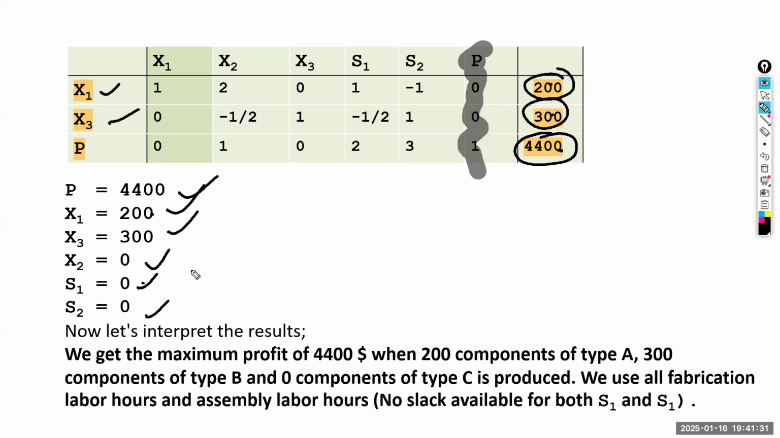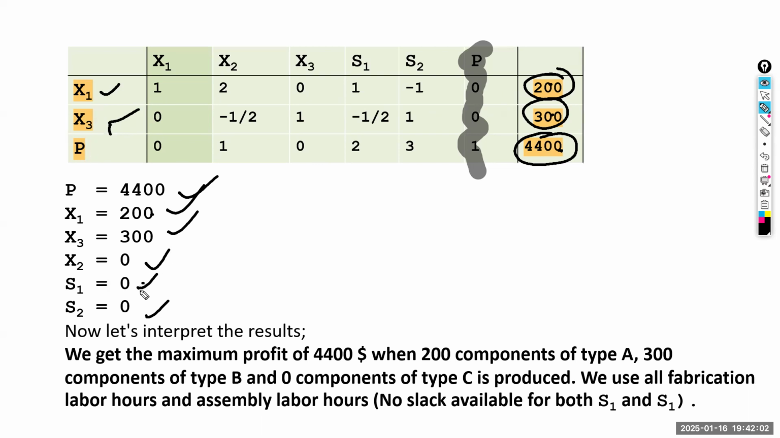So then someone will ask, what is meant by other values are zeros? Of course, now this is your maximum profit. You get the maximum profit if you make 200 x1 components, A components, and 300 C components, x3 is C, and 0 B components, because x2 is 0. x2 is 0, how do you know? Because x2 is not here. Okay.